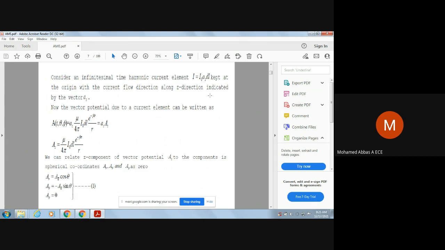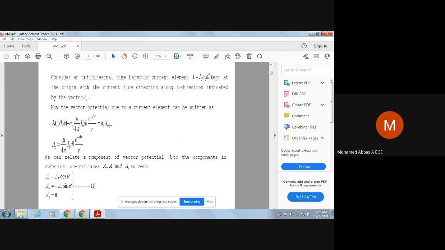Now we have considered the infinitesimal current element, that is I equal to I naught into dl. Since this is directed along the z direction, we represent it by the unit vector az. So now we can replace the vector potential by substituting the current I equal to I naught az dl. The equation will be in this manner: A of r, theta, phi equals az mu by 4 pi I naught dl e power minus jkr by r. We are taking this term, mu by 4 pi I naught dl e power minus jkr by r, as az.